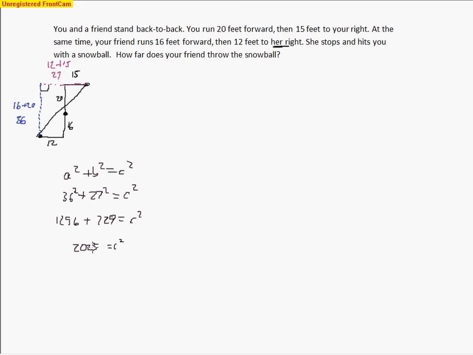So whenever a number ends in 5, if it's a perfect square, the answer is going to end in 5, and it certainly does in this case. So when we go ahead and take the square root of both sides to cancel out the squared symbol, we're left with 45. So 45 equals c. And let's go back to the units. Looks like feet are the units. So 45 feet, that's a good throw with a snowball at least. So 45 feet is the answer.